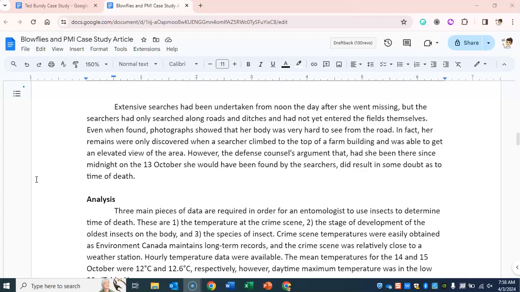However, the defense counsel's argument that had she been there since midnight on the 13th of October, she would have been found by the searchers, did result in some doubt as to time of death.